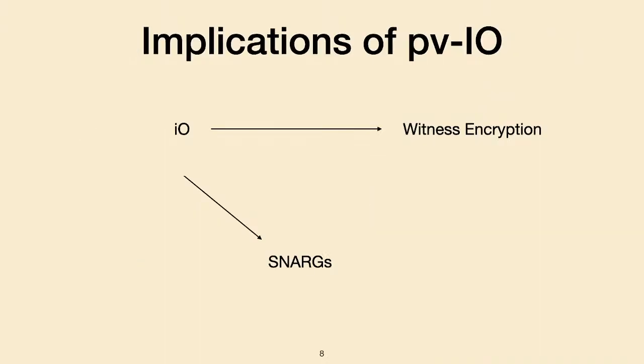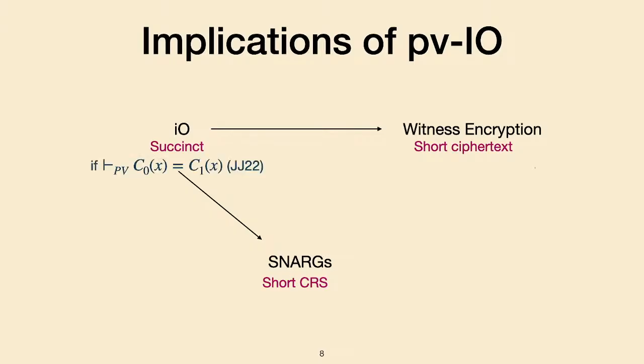If you look at implications of PV-IO, if you had succinct IO, you get witness encryption with short ciphertext. You also get SNARKs with short CRS. But because you only have PV-IO, which works if C0 and C1 are functionally equivalent programs, the witness encryption is only secure if you can prove that the relation circuit is the null circuit. And similarly, the relation circuit in the SNARK case must also be the null circuit. So this restriction for IO translates into these restrictions for witness encryption and SNARKs.